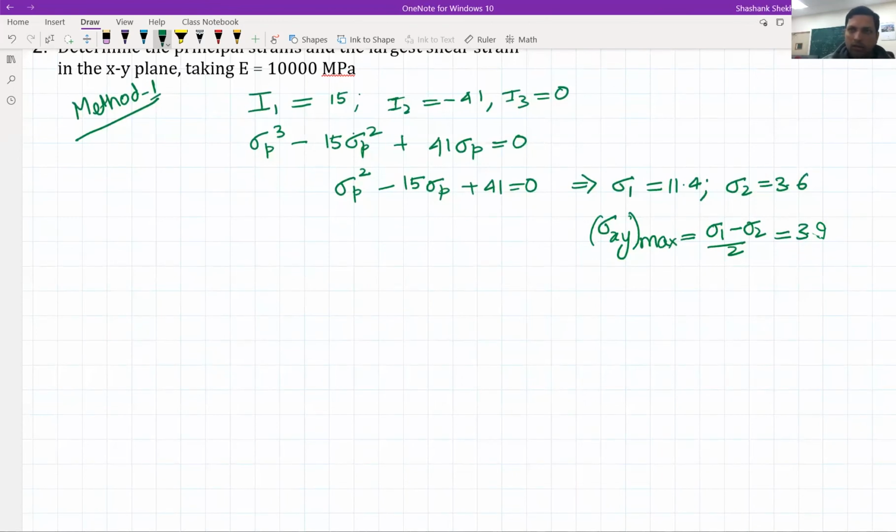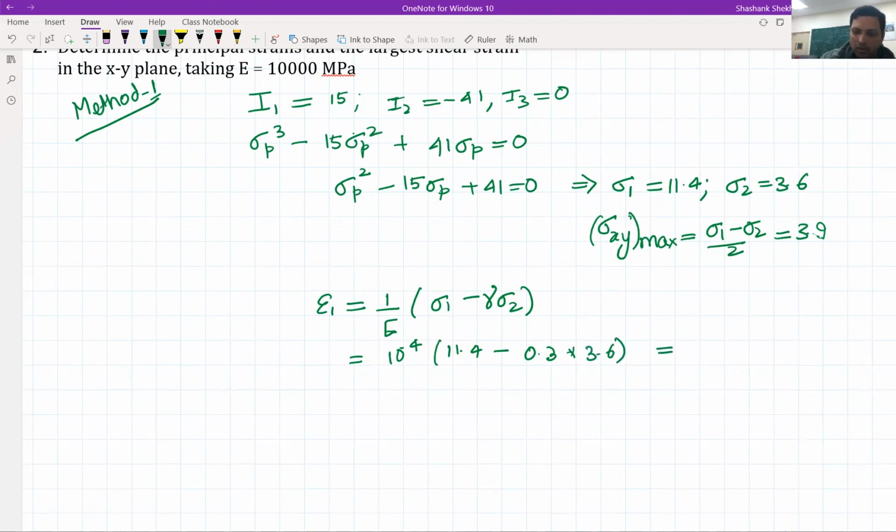So this is the value for the first part. Now we want to find the strains. For the principal strains, we had said that we can apply that equation for epsilon x as well as epsilon 1. So we have sigma 3 equal to 0. So this translates to 1 over E into (sigma 1 minus nu sigma 2), and 1 over E in terms of megapascal is 10 to the power minus 4, times (11.4 minus 0.3, which is the value of nu, into 3.6). So this comes out to 1.03 into 10 to the power minus 3. That is the strain value, principal strain 1.